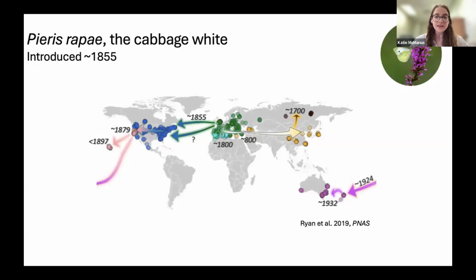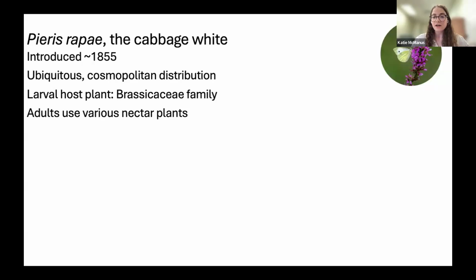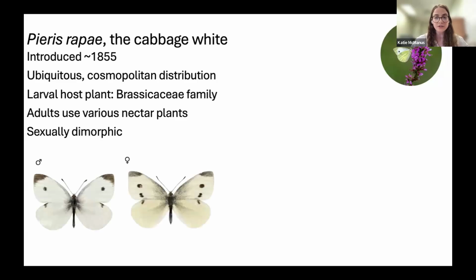I'm using Pieris rapae, the cabbage white butterfly, as my study system. This butterfly was introduced from Europe to the United States around 1855 and has been here since the Industrial Revolution and the growth of cities. The cabbage white has a ubiquitous cosmopolitan distribution across the United States, likely due to its broad environmental tolerance. It uses plants in the Brassicaceae family as larval host plants, and the adults use various nectar plants. The species is sexually dimorphic, where the males, shown on the left here, are slightly larger in size and the females are more pigmented than the males. The females also display this additional spot on the forewing.